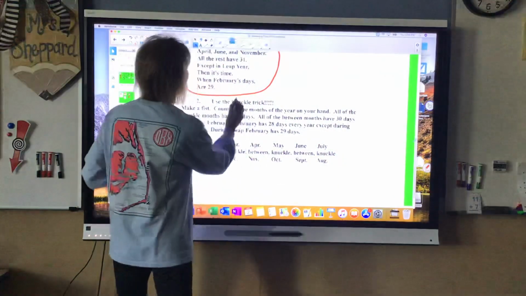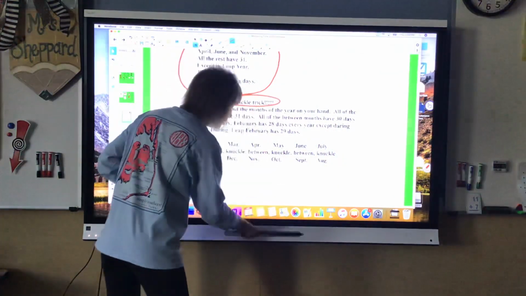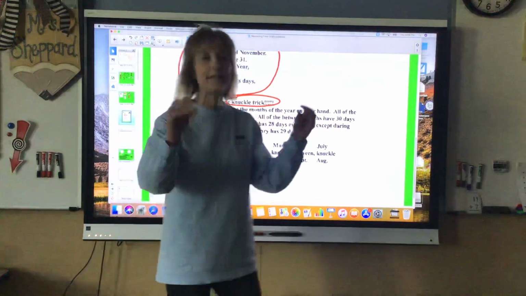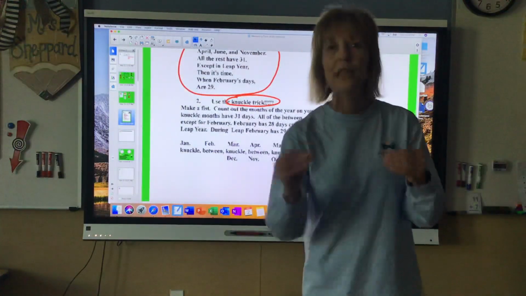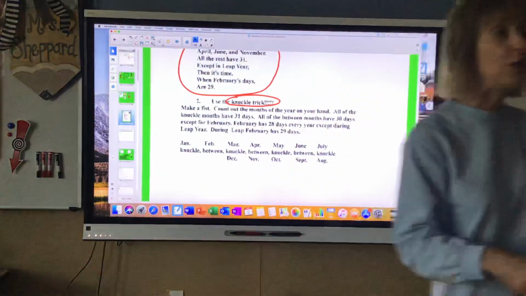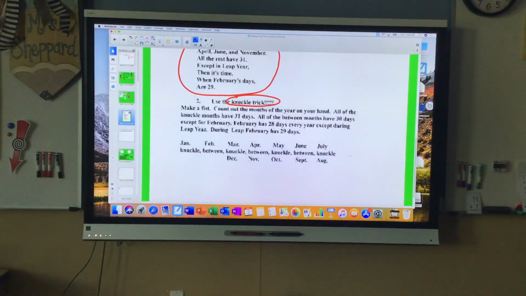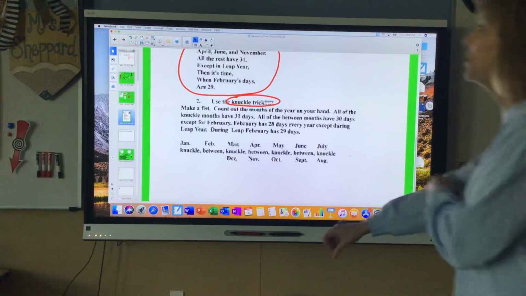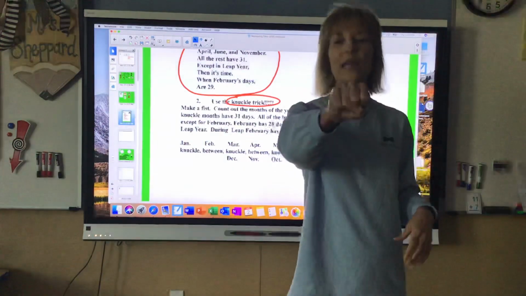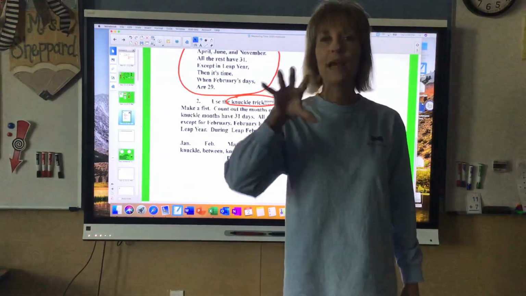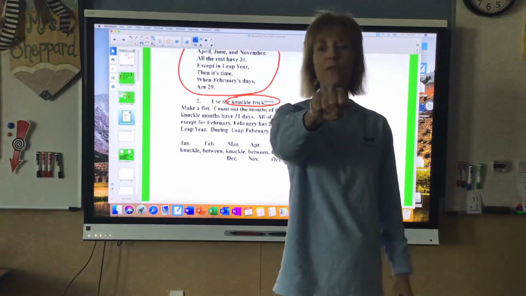Another thing I showed you last week, something I always teach my class when I'm teaching measuring time, is how to use the knuckle trick. This is so easy, it works, it's a resource you can use anywhere, anytime, no matter how old you get, and all you have to do is ball up your fist. So I want you right now to ball up your fist with me.